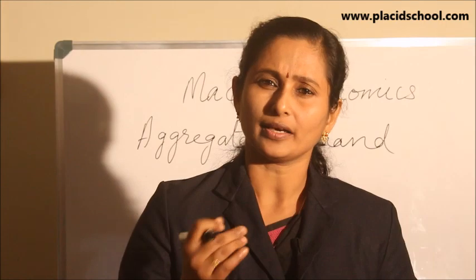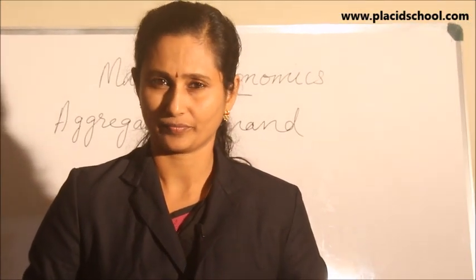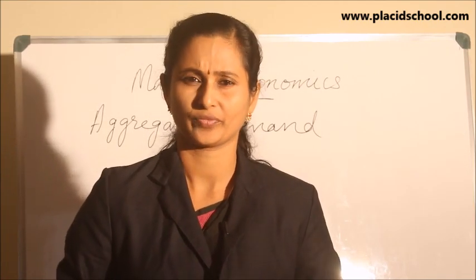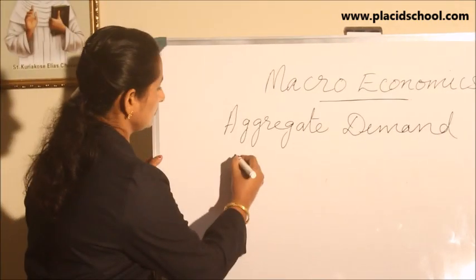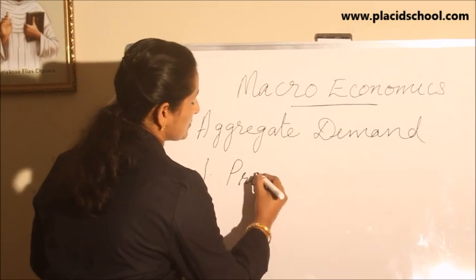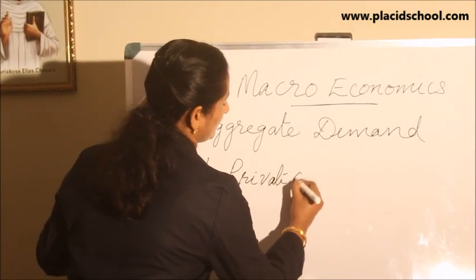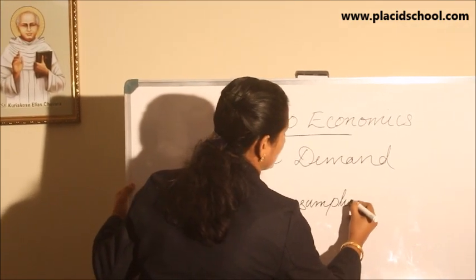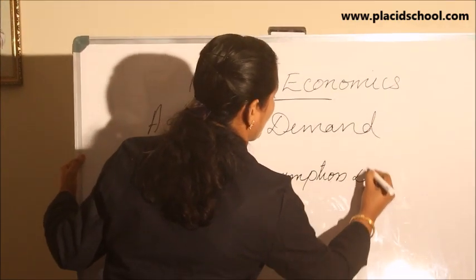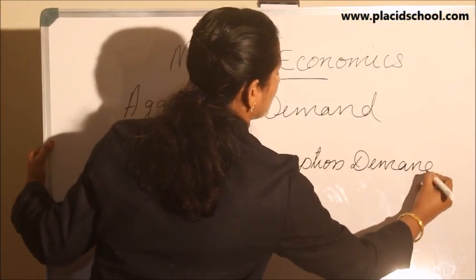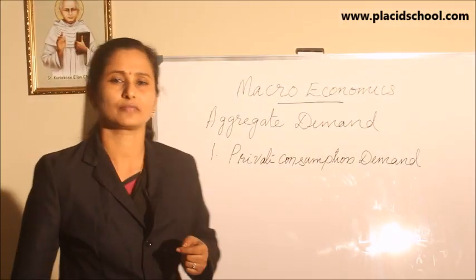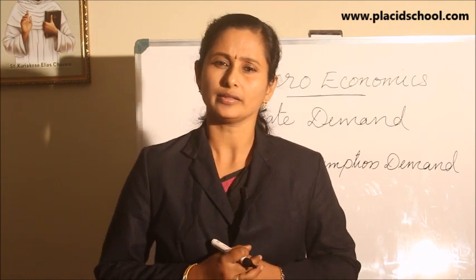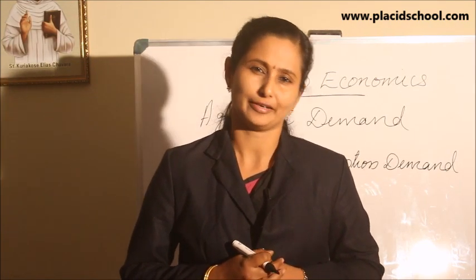Now, let us see what are the components of aggregate demand. Aggregate demand is having four components in a four-sector economy. The first one is private consumption demand. It is the total money incurred by all the consumers for purchasing different goods.